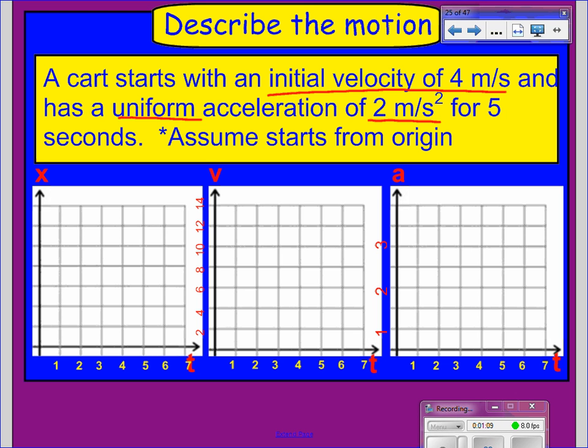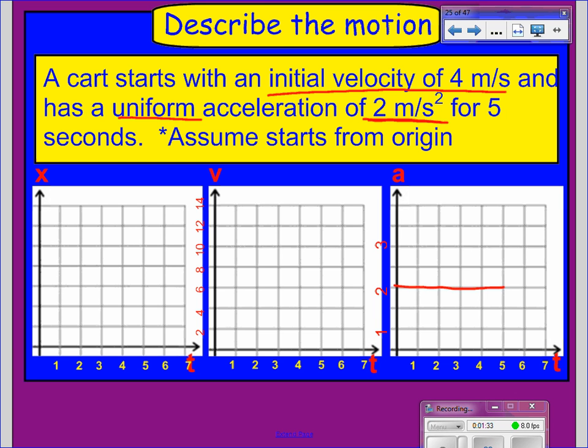Now, in this situation, I'm going to actually start backwards, and I'm going to start with the acceleration graph, since I know my acceleration is the 2 meters per second squared. So it tells me for 5 seconds that the object is accelerating with a constant 2 meters per second squared. What that means is that it's going to be a straight horizontal line for 5 seconds at the 2 meters per second squared mark.